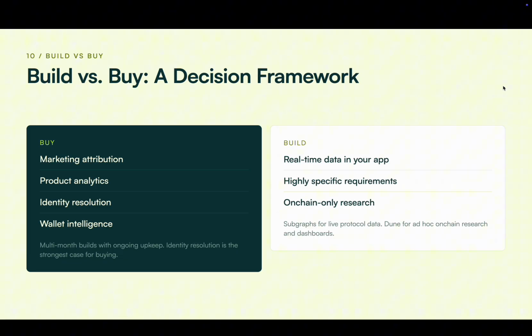The build versus buy decision usually comes down to where your team creates leverage. Is analytics your team's core competency? Capabilities like attribution, identity resolution, wallet intelligence, and product analytics are often faster to buy than build. They require ongoing maintenance and constant updates as the ecosystem changes. Building in-house only makes sense when requirements are highly specific, or when analytics becomes part of the product itself. Otherwise, teams should spend less time on analytics and more time building products.